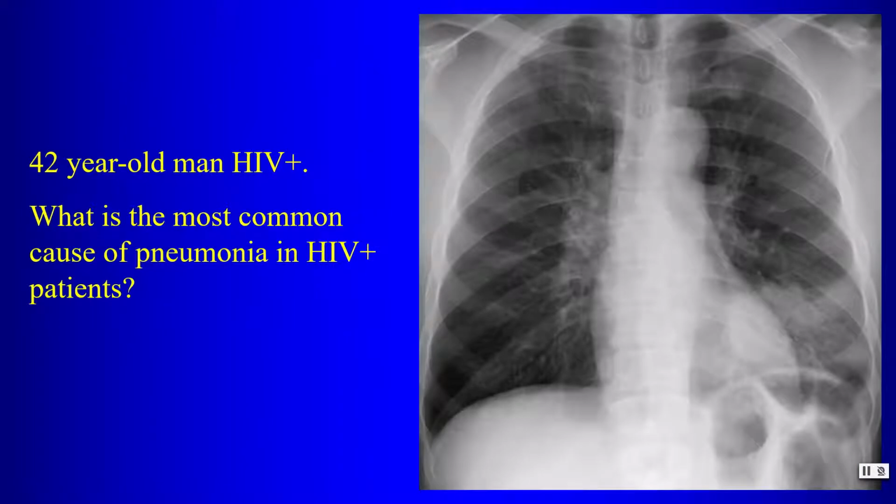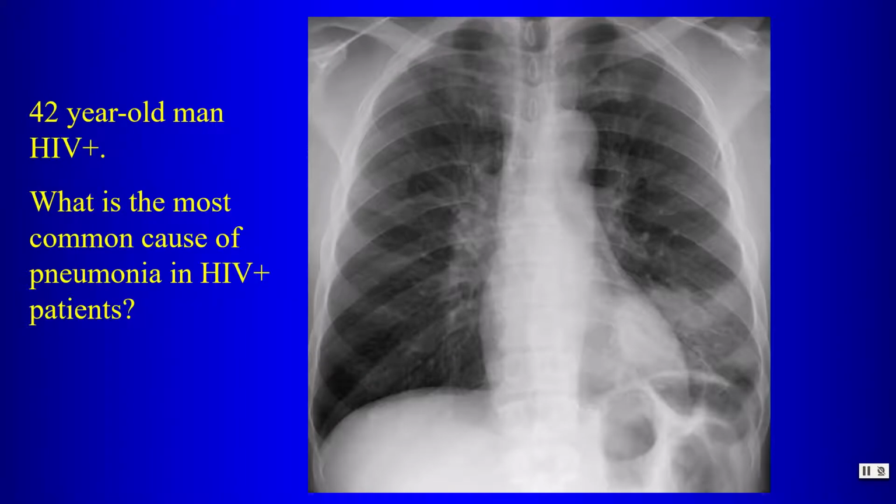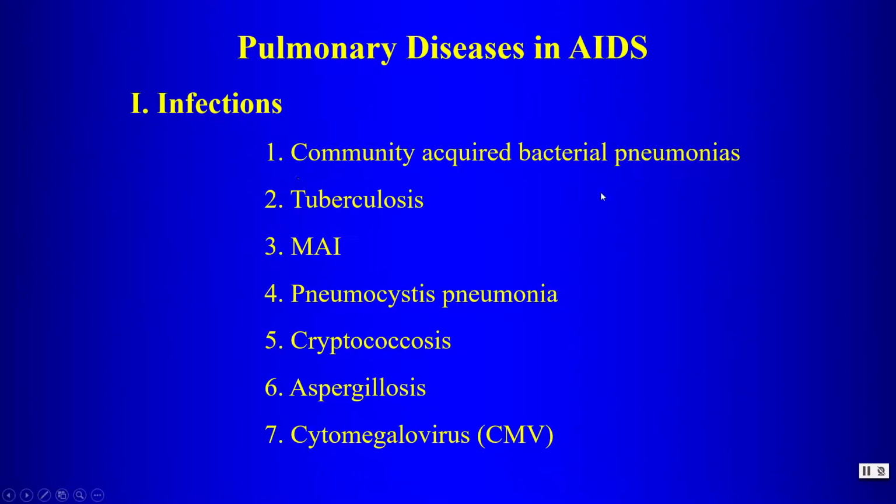So let us move on now to a discussion of the thoracic manifestations of AIDS. So we have a 42-year-old man who is HIV positive, and we can see that this patient has a consolidation here in the left lower lobe. So this patient has pneumonia. What is the most common cause of pneumonia in HIV positive patients? And that turns out to be just like everybody else. So community-acquired bacterial pneumonia is the most common cause of community-acquired pneumonia in patients with AIDS, just like other patients.